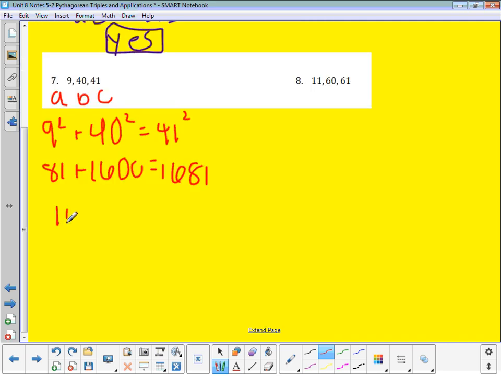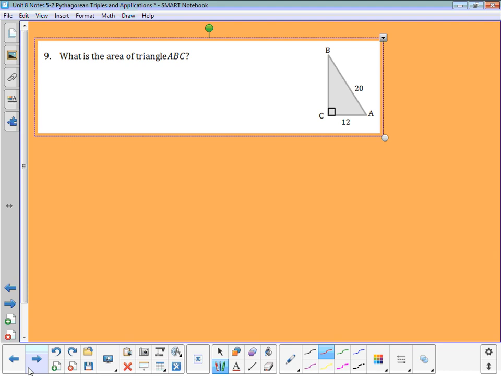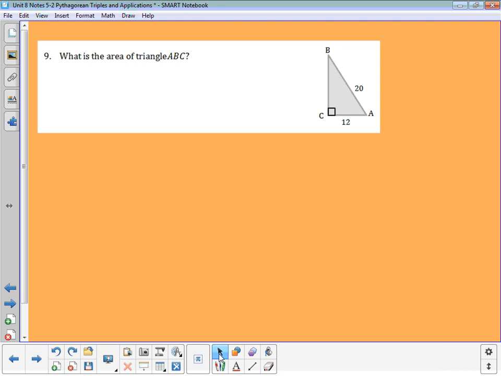When you add those two together, you get 1,681 is equal to 1,681. And yes, that is a Pythagorean triple. Go ahead and try number 8 on your own. Remember, I do want you to show work simply because by showing work, you can prove to me that it is a Pythagorean triple. Let's take a look at your favorite thing in the whole wide world, which is word problems. I know you love them dearly, so I'm glad we're going over them.